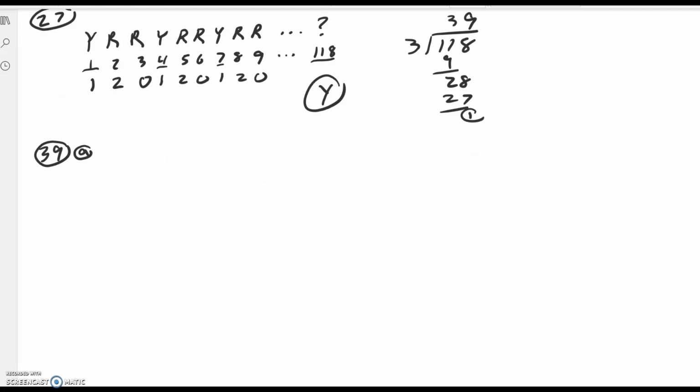39A says pick any number, so I'm going to pick 7. And then it says to do some things to it. It says to add 1 to it. So after I do that, I get 8. And then it says find the sum of the new number and the original number. So that means the new number is 8, the original number is 7. Sum means add, so I'm going to get 15.